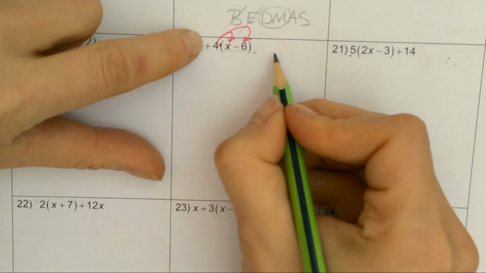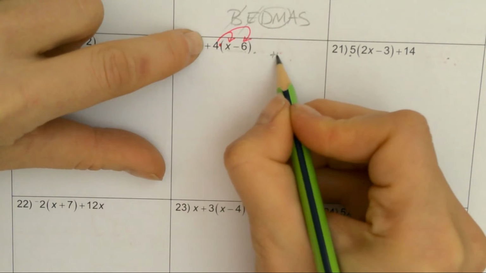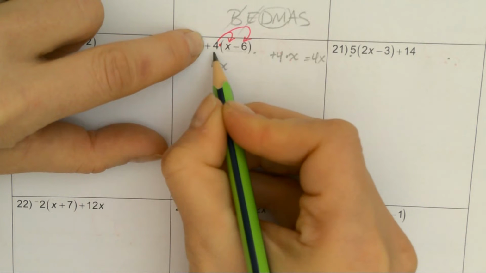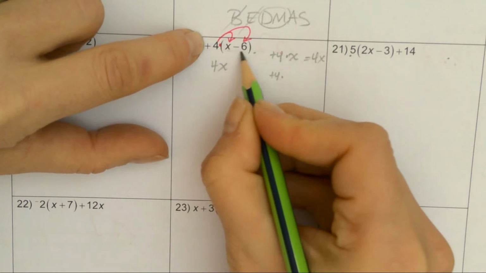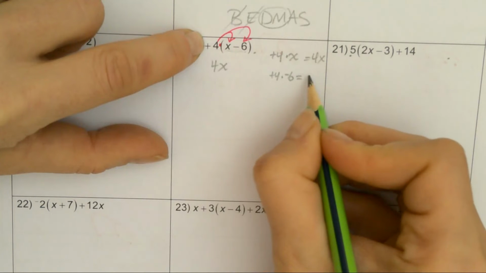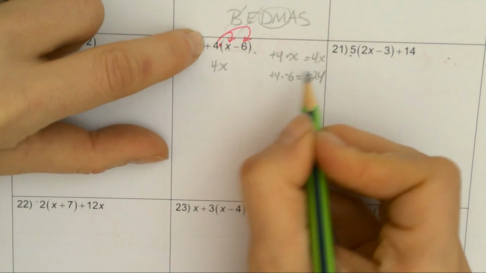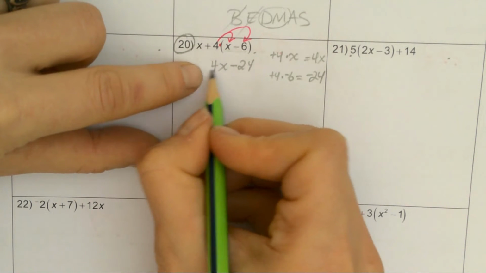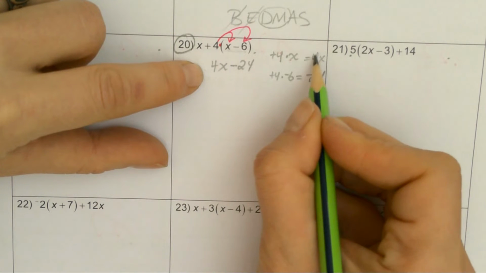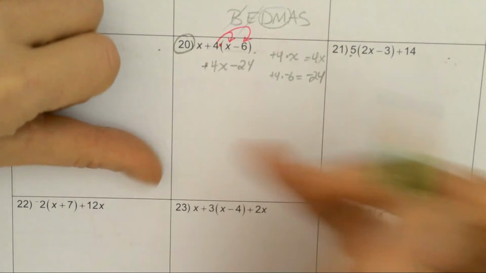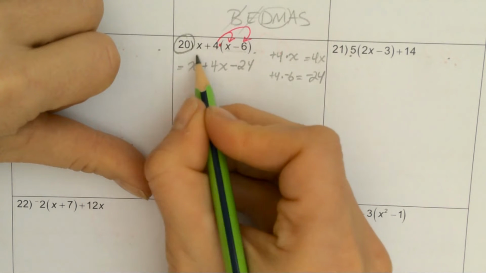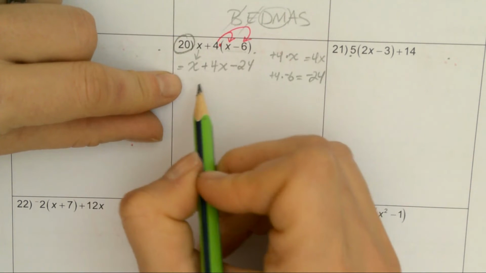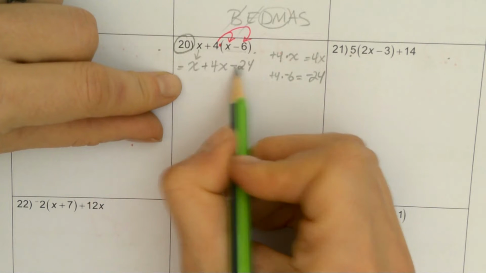This is a positive 4, so I'm going to go positive 4 times x equals 4x. So that's 4x. Positive 4 times a negative 6 is negative 24. So I lose 24. But this 4x, was this positive? Yeah. Because this was a positive 4x, I'm going to put a plus in front. And I have to copy this x down, because it was just here by itself. Do I have any more divide and multiply? Nope. I have add and subtract.